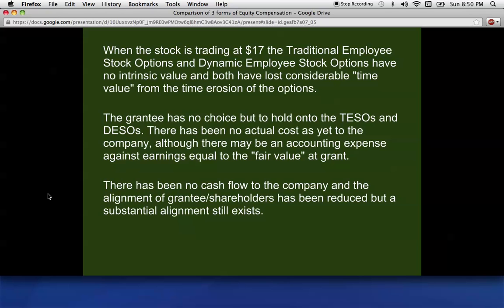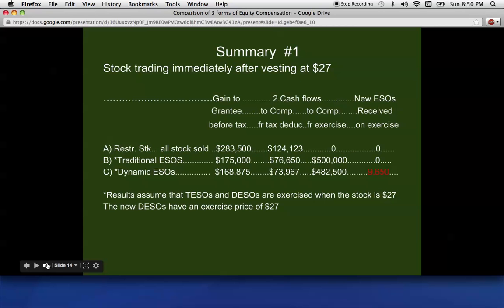There's been no cash flow to the company, and the alignment of grantee and shareholders has been reduced, but a substantial alignment still exists. Even when the stock is trading at 17, you have an exercise price of 20, and 3 years have gone by and you have a vesting. You still have a substantial alignment.